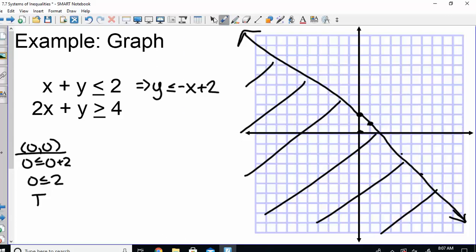Now we have to look at the second one. So if I solve for y, that's y is greater than or equal to negative 2x plus 4. So that's a line, y-intercept of 4, slope of negative 2. So down 2 over 1. Again, that would be another solid line.